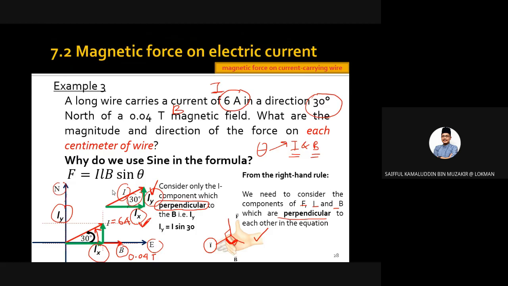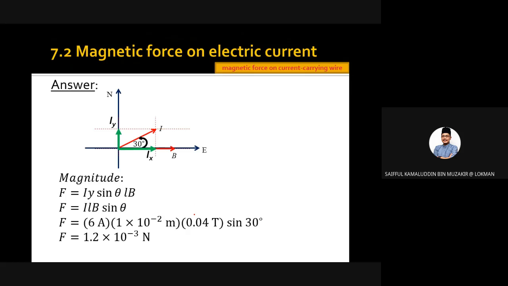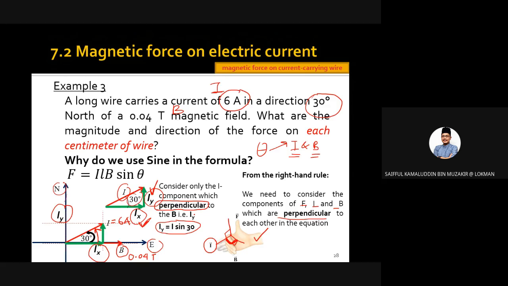So IY, the formula is I sine 30. I have taught you how to determine the IY and IX. I hope you still remember. Refer to chapter 2 and chapter 3. So now we have, this is the reason why we use the formula of sine theta. Remember? Now, insert IY into ILB. F equals to ILB. So our I is I sine theta.